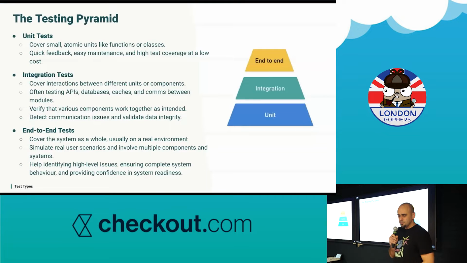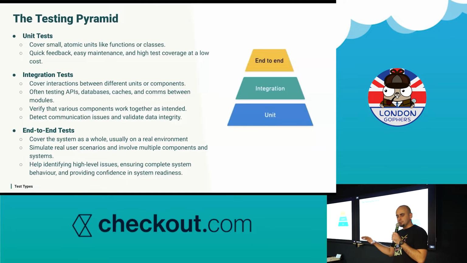So, terminology review. Most of you are probably already familiar with the testing pyramid. Basically, at the very bottom, you've got unit tests, which cover small atomic units like functions, methods, or classes. They provide very quick feedback, easy maintenance, and very high test coverage at a very low cost.